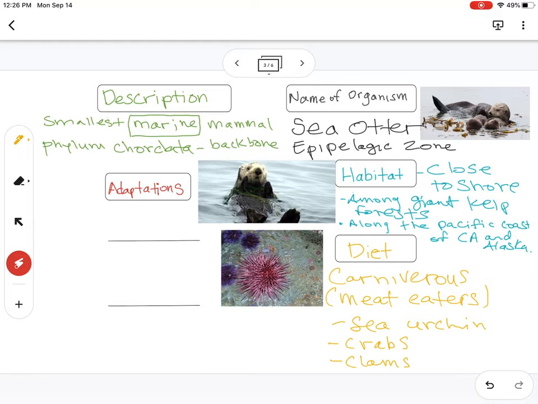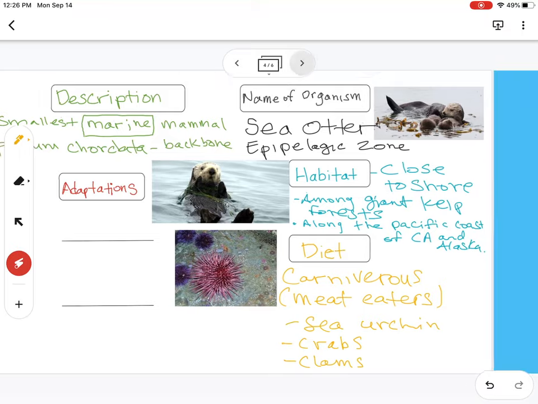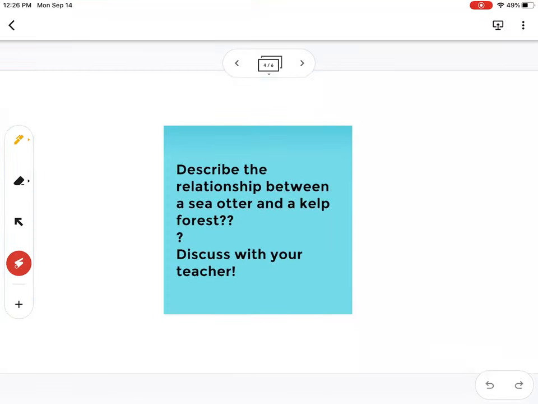I'm going to stop now, and I want you to discuss this question. I'll read it, and then you'll stop and discuss with your teacher. The question is this. Based on what you've learned, I want you to describe the relationship between a sea otter and a kelp forest. And I apologize for the typos there of the question marks. But describe the relationship between a sea otter and the kelp forest. I'm going to pause, or your teacher's going to pause, and discuss.